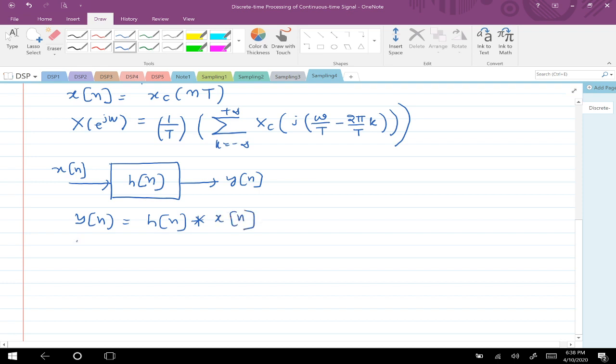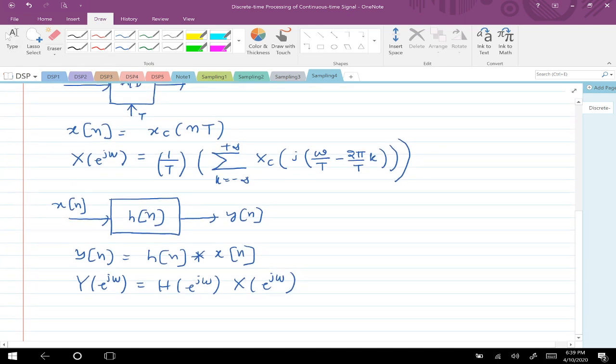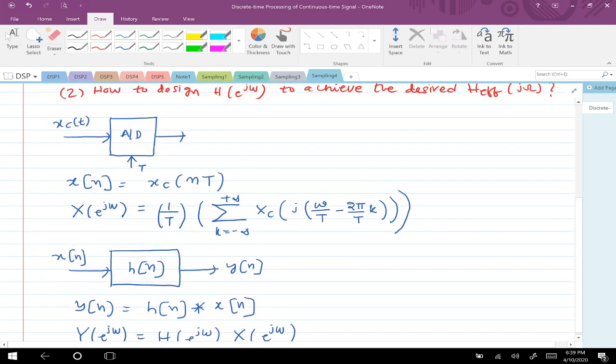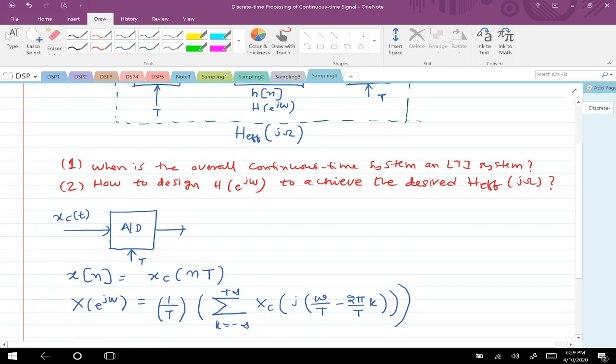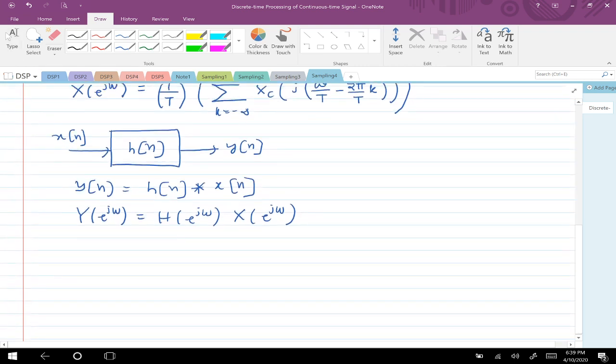And Y of e^{jω} is equal to H of e^{jω} multiplied with X of e^{jω}, isn't it? Right. So my convolution becomes multiplication in the frequency domain. Now let's take y[n] as an input to something that reconstructs the signal. This is part 3, the lecture number 3 of our sampling.